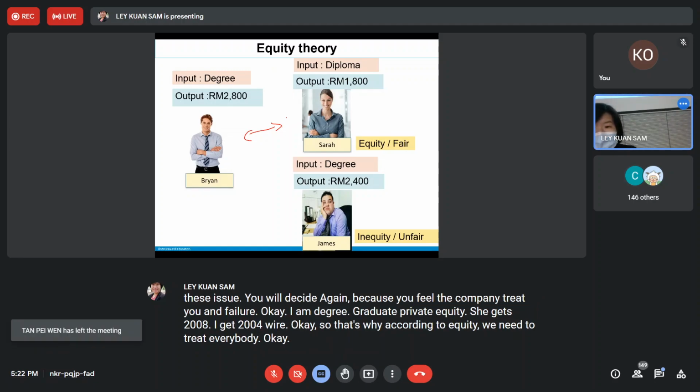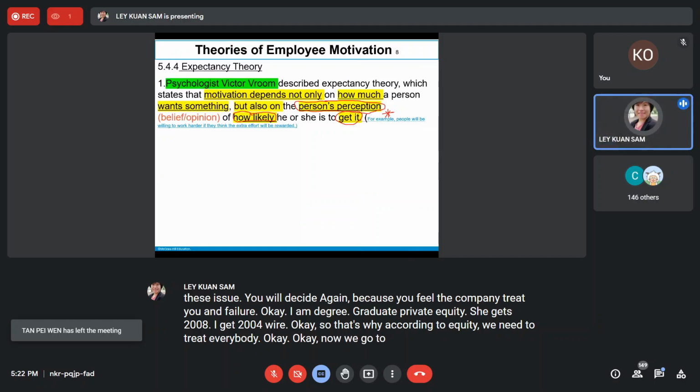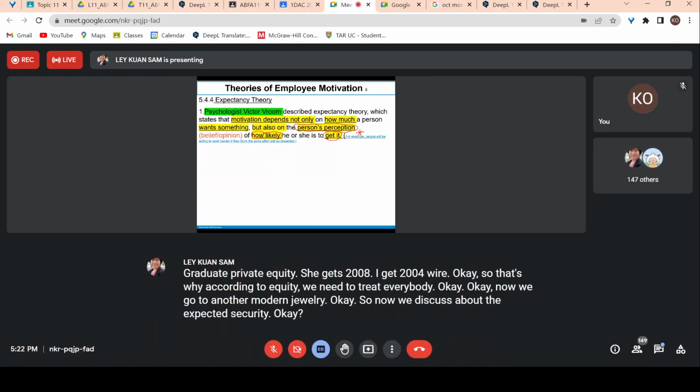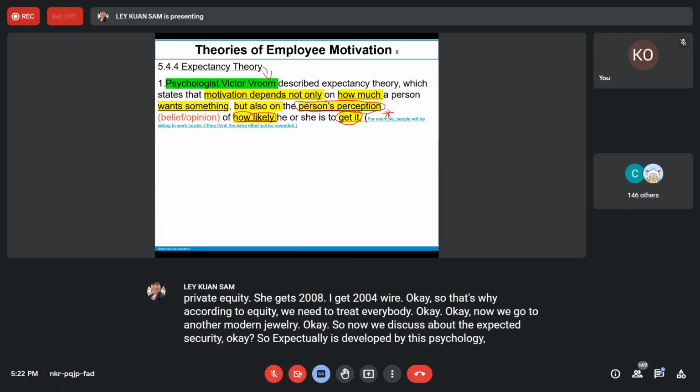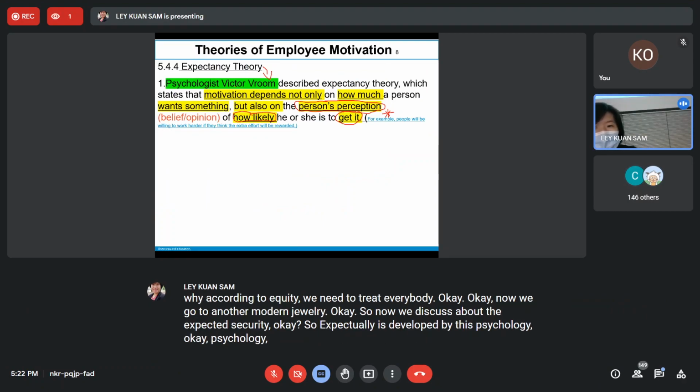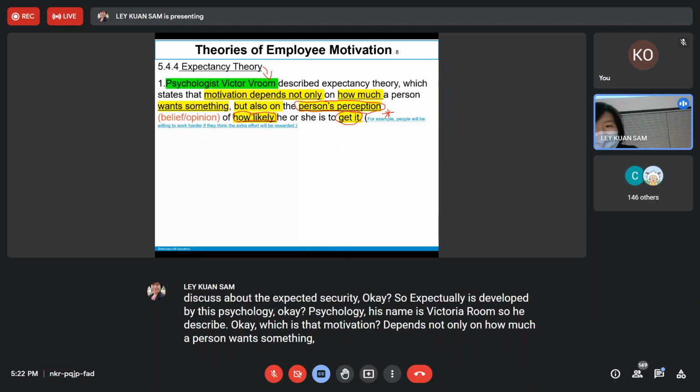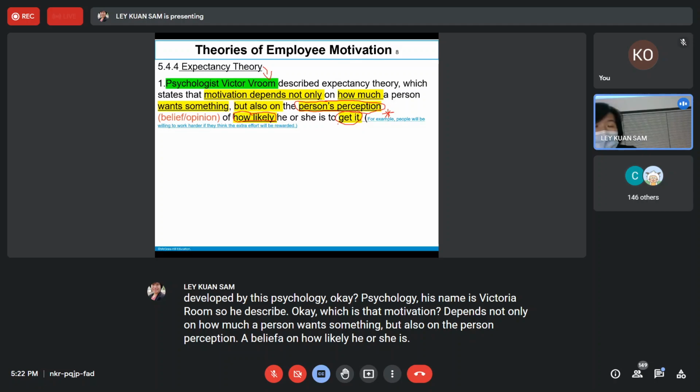Now we will go to another modern theory, the expectancy theory. This theory was developed by a psychologist whose name is Victor Vroom. He described expectancy theory, which states that motivation depends not only on how much a person wants something, but also on the person's perception and belief of how likely he or she is to get it.